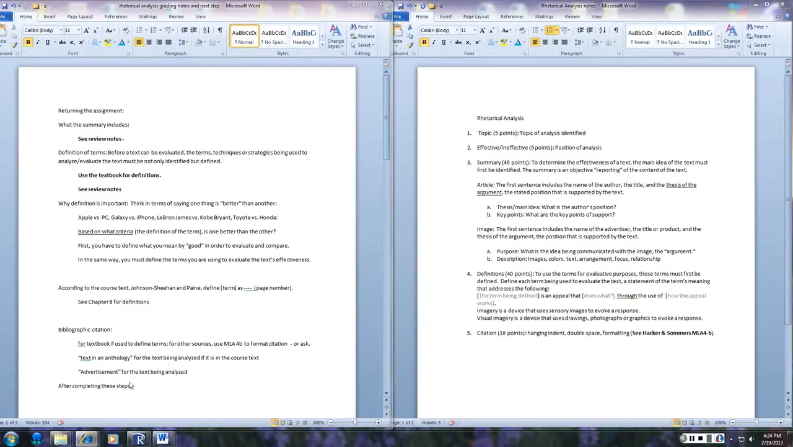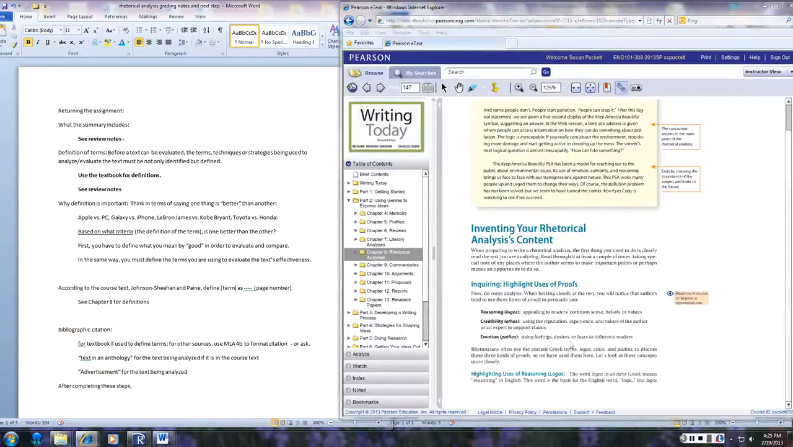And then finally, if it's an advertisement, you would cite the advertisement. Beginning on page 147 in Writing Today, there are definitions. They begin discussing. Notice that it tells you what it appeals to here, but then it actually defines it. Let's look at the next page.